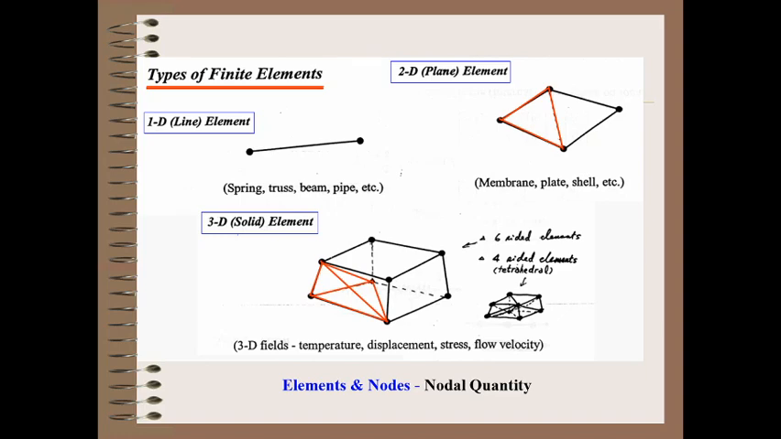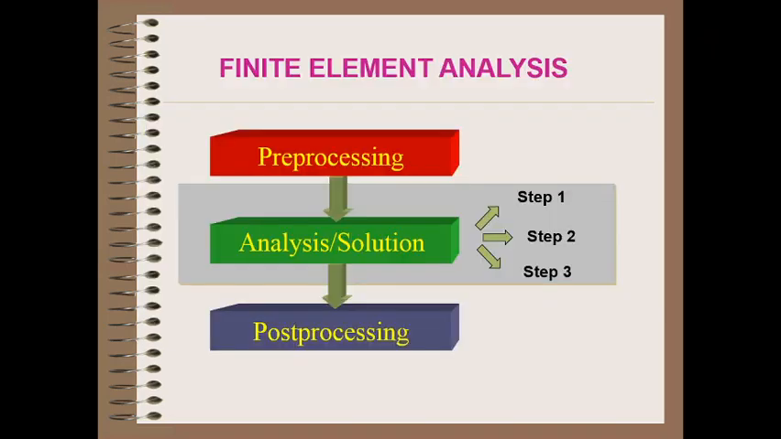So in the next slide we are going to see the types of finite elements. We already discussed one dimensional elements and two dimensional elements. For one dimensional elements, examples are spring, truss, beam, pipe, etc. Two dimensional elements are membrane, plate, shell, etc. And three dimensional solid elements are 3D fields: temperature, displacement, stress, flow, velocity.